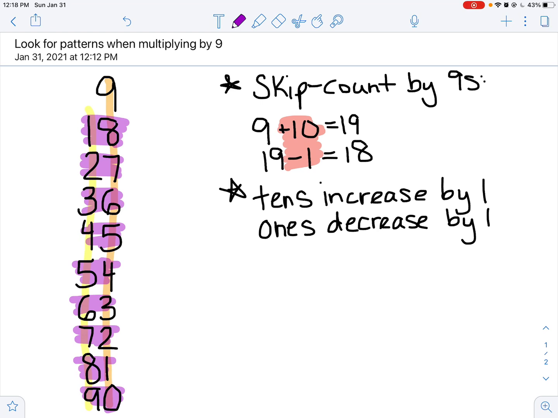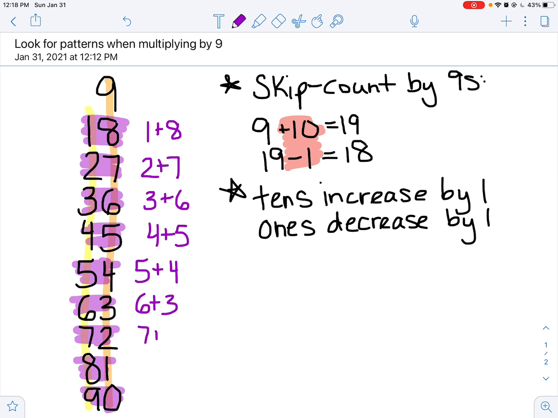I'm going to start modeling and see if you notice something. In 18, 1 plus 8; 27, 2 plus 7; 36, 3 plus 6; 45, 4 plus 5; 54, 5 plus 4; 63, 6 plus 3; 72, 7 plus 2; 81, 8 plus 1; and 90, 9 plus 0. What do you notice?